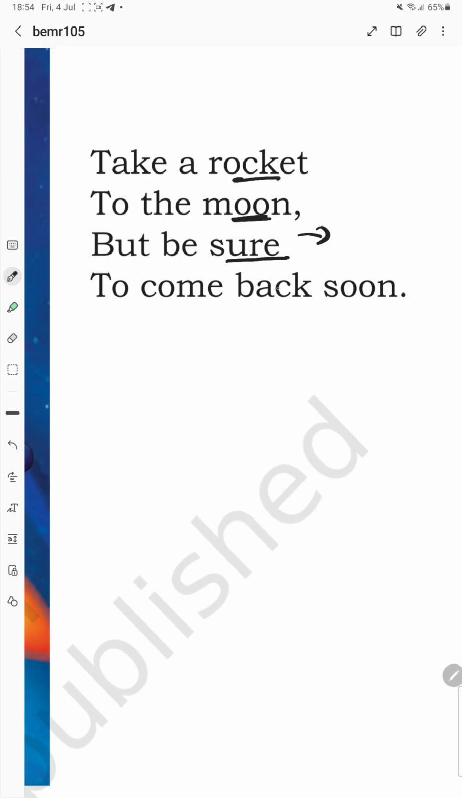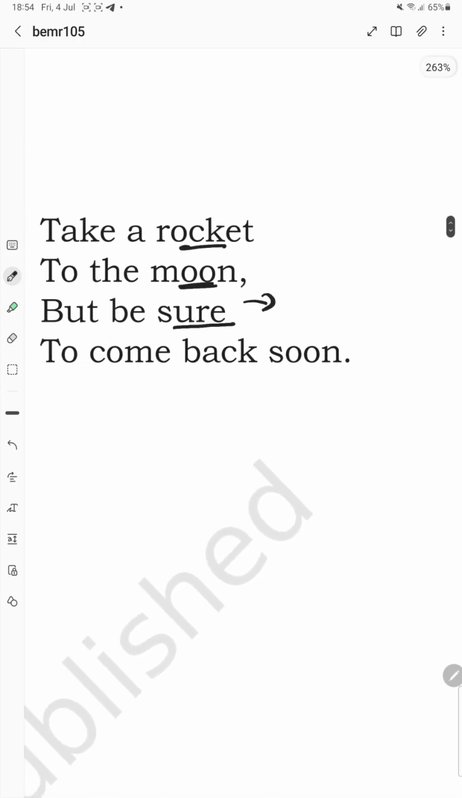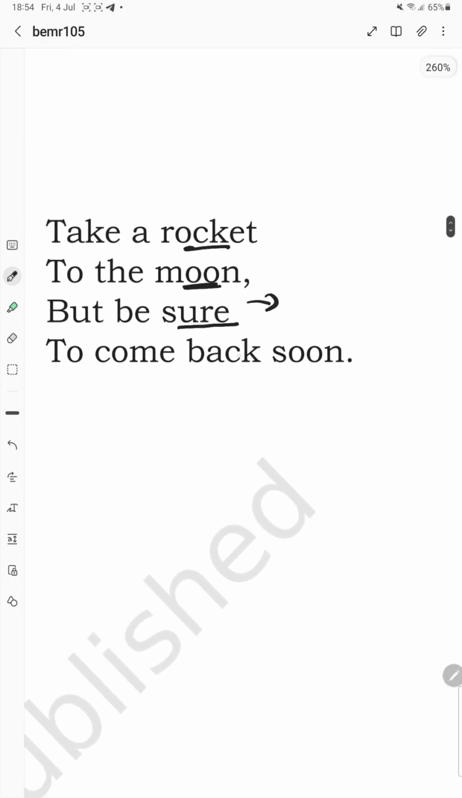And the last line is to come back soon. We have already done all these rules, and it is coming again and again that in back, the sound of K will be dominant, and in soon, double O will give OO sound.